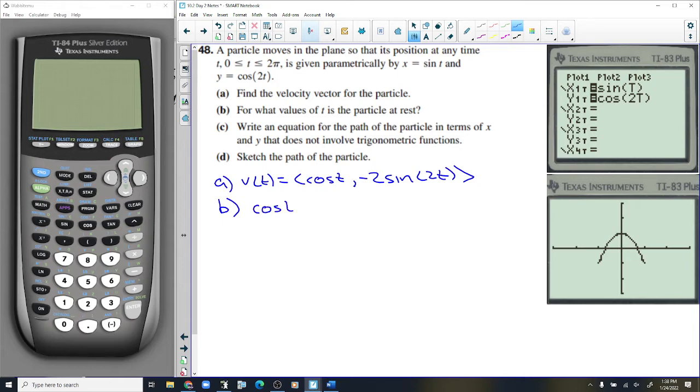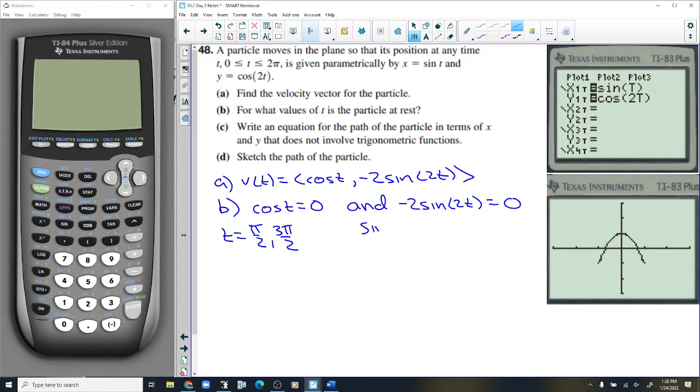B, for what values of t is the particle at rest? Well, that's when cosine of t is equal to 0 and negative 2 sine of 2t has to equal 0 also. Now, if a particle is at rest, it means it's not moving. But if the x-coordinate is 0, but the y-coordinate has a value, that means it's moving up or down, straight vertical. If the x has a value and the y is 0, that means the particle is still moving horizontally, right or left, with no up and down. So in order for the particle to be perfectly still, both of these have to be 0. So t is pi over 2 and 3 pi over 2 for cosine.